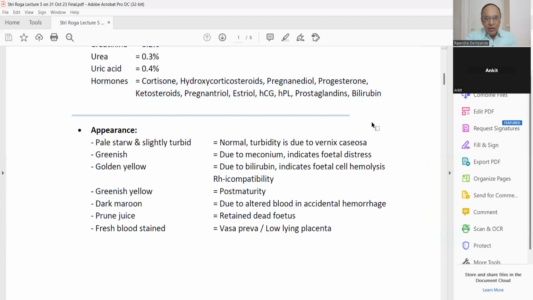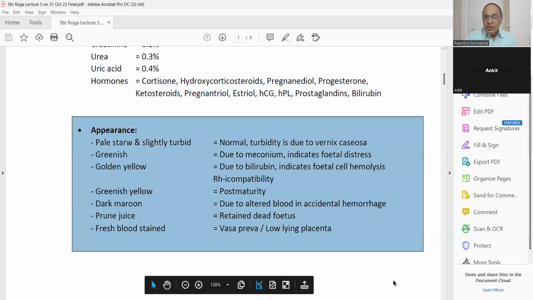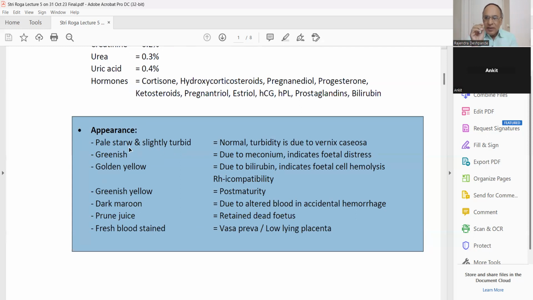Now, what is the normal appearance and what is the abnormal appearance? How does amniotic fluid look? Pale straw and slightly turbid. This is normal. Pale straw. Straw is dried grass, a little bit yellowish color. And slightly turbid, that means some solid content. It's normal. Turbidity is because of, you write down this, Vernix Caseosa.